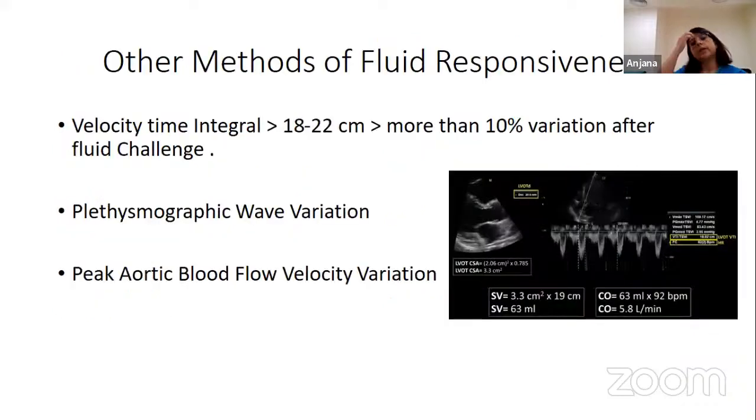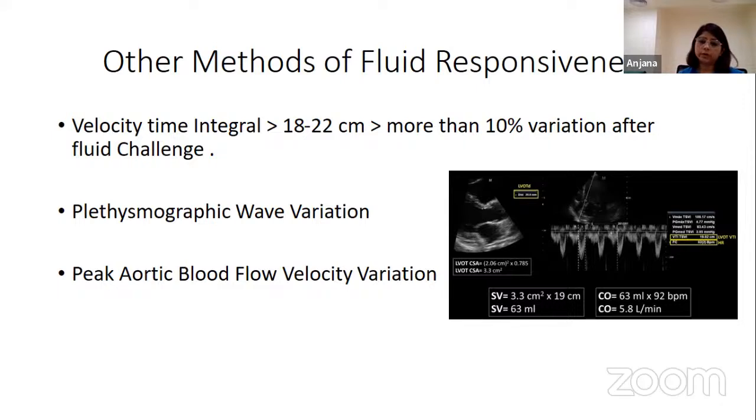Now, the thing which I find very useful is the velocity time integral. I included it in this because I found that it's very easy to do, and it is a very good measure you can do with the echo. Of course, you need echocardiography for this. So you basically measure the flow at the left ventricular outlet. Usually you measure the velocity at the left ventricular outflow, and it's 18 to 22 centimeters.